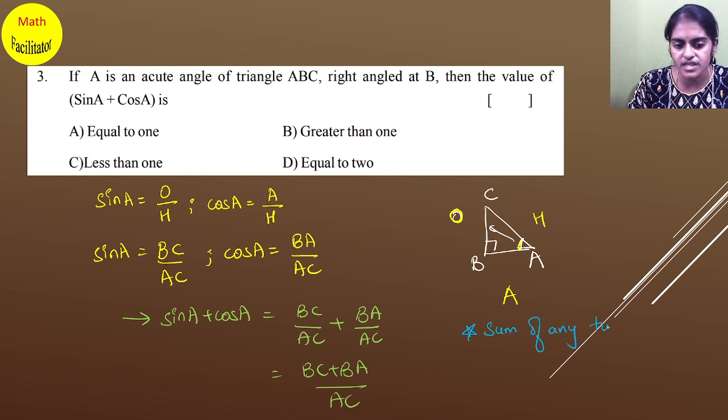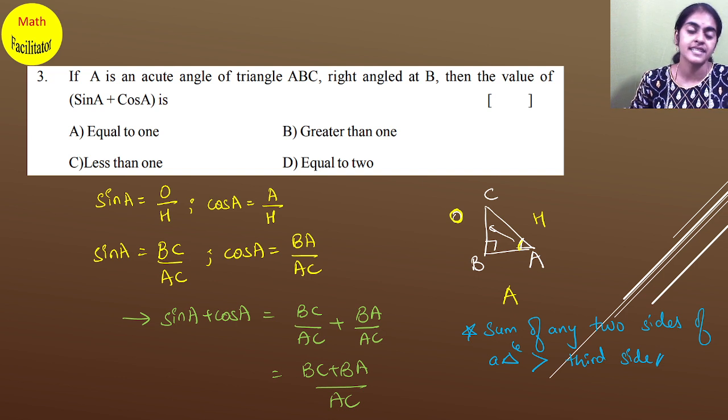Sum of any two sides of a triangle is always greater than the third side. How many of you remember this property? Sum of any two sides of a triangle is greater than the third side.